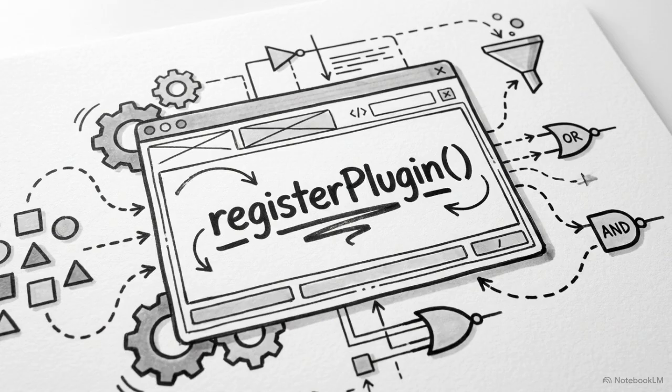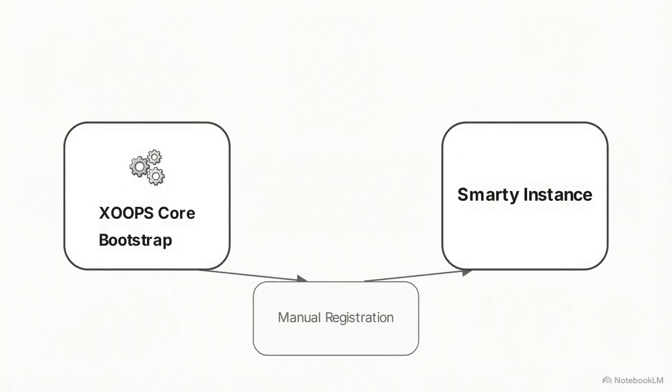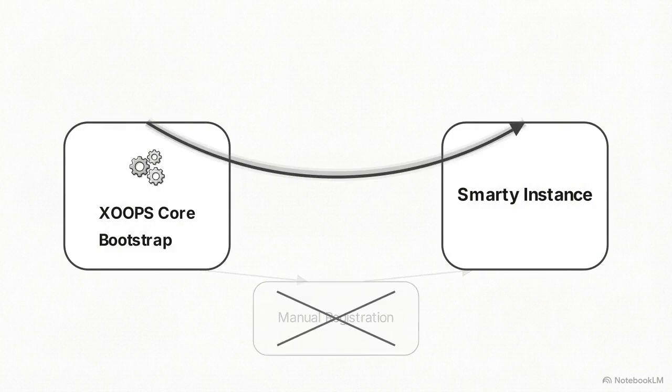Step 1 is connecting the extensions. You register the extension registry with your Smarty instance directly inside your PHP initialization file. If you are building inside a standard XOOPS core bootstrap, you can skip this step. The core environment handles the registration process automatically.